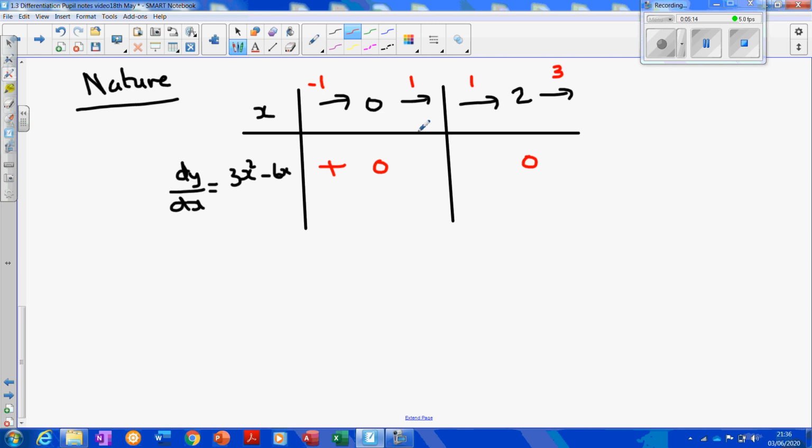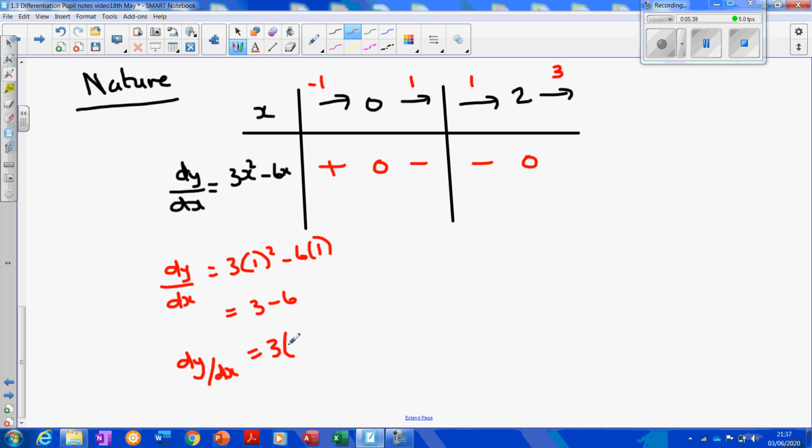Next one I need to do is when x is equal to 1. So dy by dx when x is equal to 1 is 3 times 1 squared minus 6 times 1. So that will be 3 minus 6, which is going to be negative. And we'll do dy by dx when x is 3. So dy by dx would be equal to 3 times 3 squared minus 6 times 3. 3 squared is 9, 3 nines are 27 minus 18, and that's going to be positive.